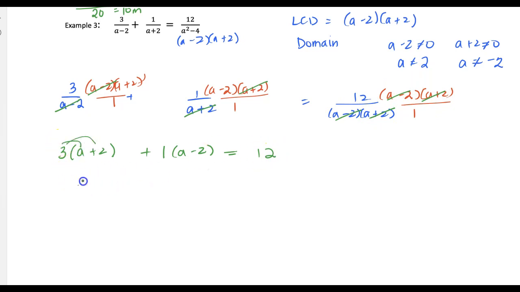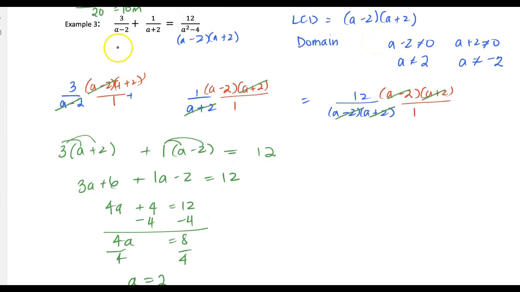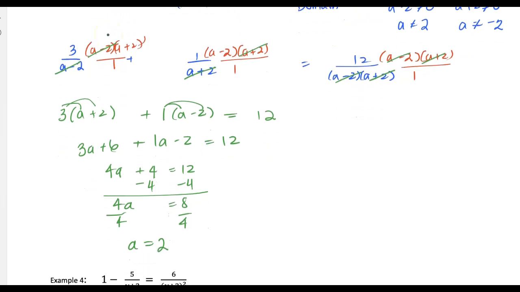So I'm going to distribute 3a plus 6 and 1a minus 2 equals 12, and then start to simplify. So it looks like I have 3a plus 1a is 4a, 6 minus 2 is a 4, and then I'm going to keep going to solve. 4a equals 8, divide by 4, and I get a equals 2. But keep in mind that a can't equal 2, because if we put that back into that first fraction, 2 minus 2 would make that denominator 0 and the fraction undefined. So this one's not possible in our domain, and we don't have any other solutions, so our answer is no solution.